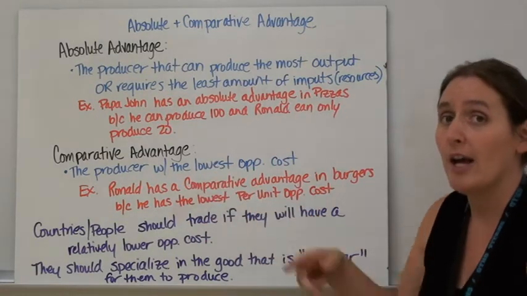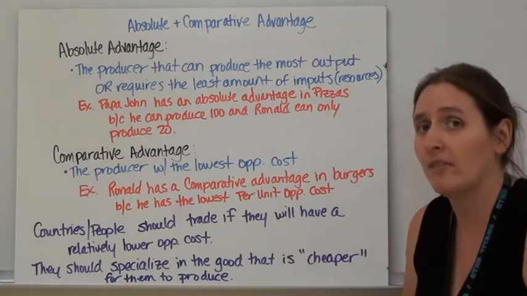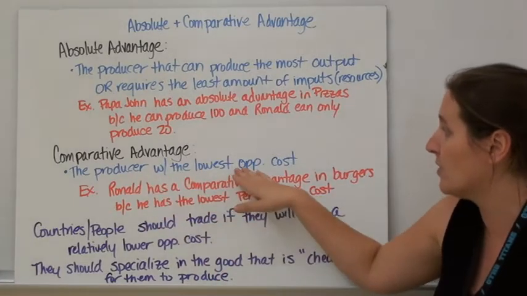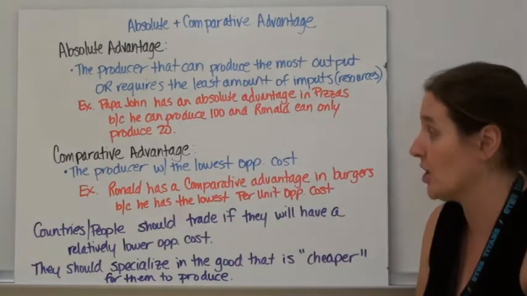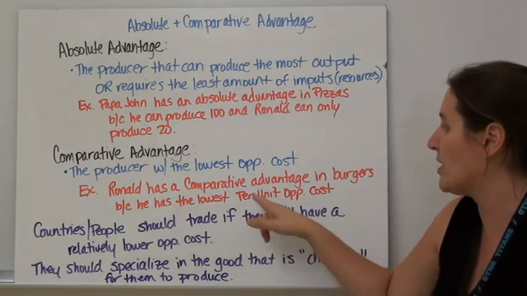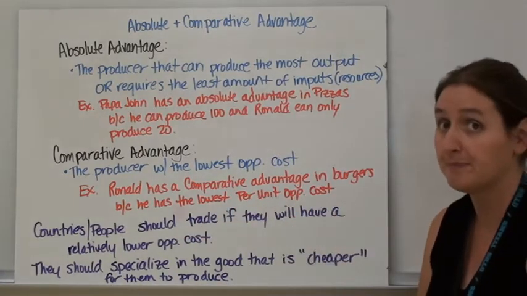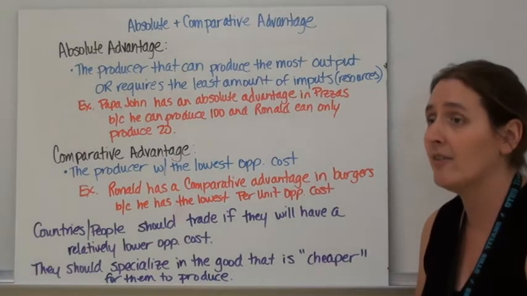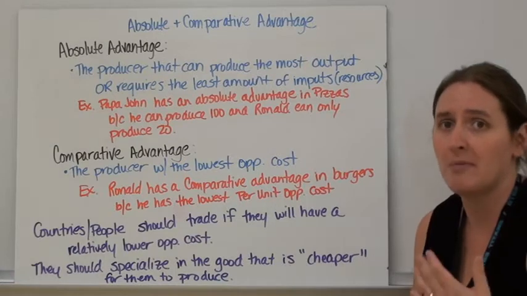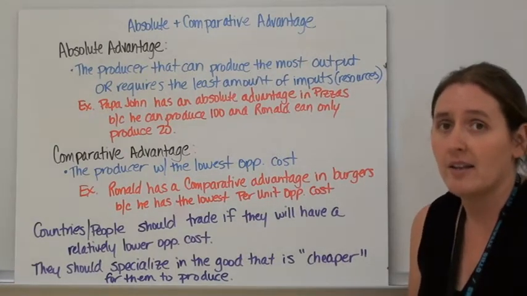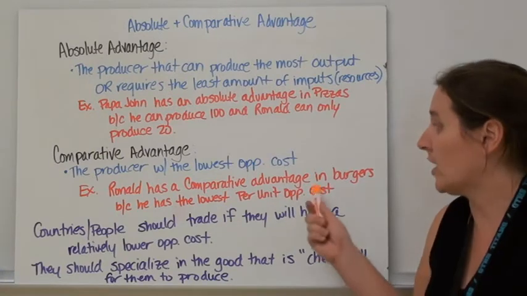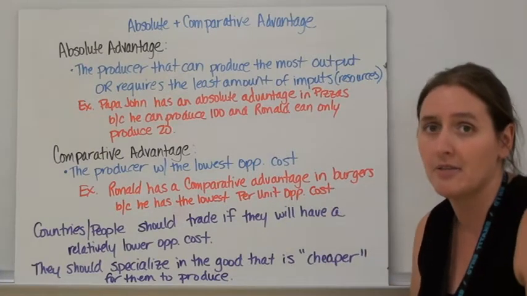Comparative advantage though, is you're looking at your other items, what are you giving up, and your lowest opportunity cost. The producer with the lowest opportunity cost has a comparative advantage. So Ronald has a comparative advantage in burgers because he has the lowest per unit opportunity cost. Okay? Even if a country is better at everything, like the United States is usually better at making lots of things, or they have been in the past, we still have things that we should specialize in if you look at our opportunity costs to make those things.